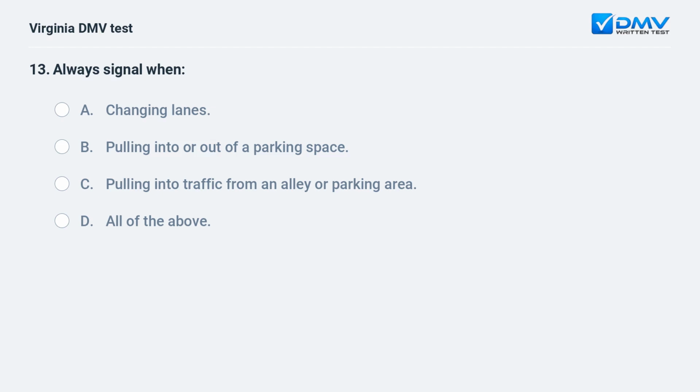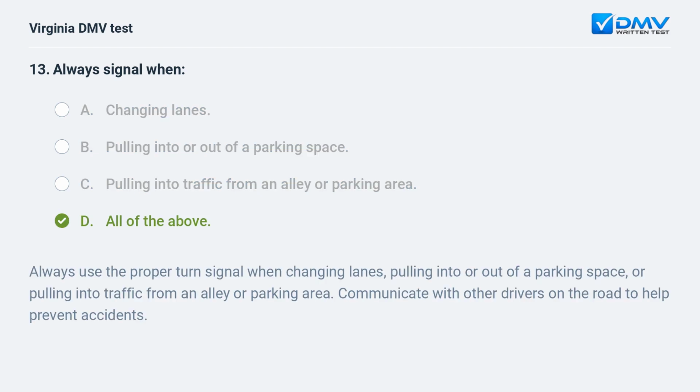Always signal when A. Changing lanes. B. Pulling into or out of a parking space. C. Pulling into traffic from an alley or parking area. D. All of the above. D. All of the above. Always use the proper turn signal when changing lanes, pulling into or out of a parking space, or pulling into traffic from an alley or parking area. Communicate with other drivers on the road to help prevent accidents.